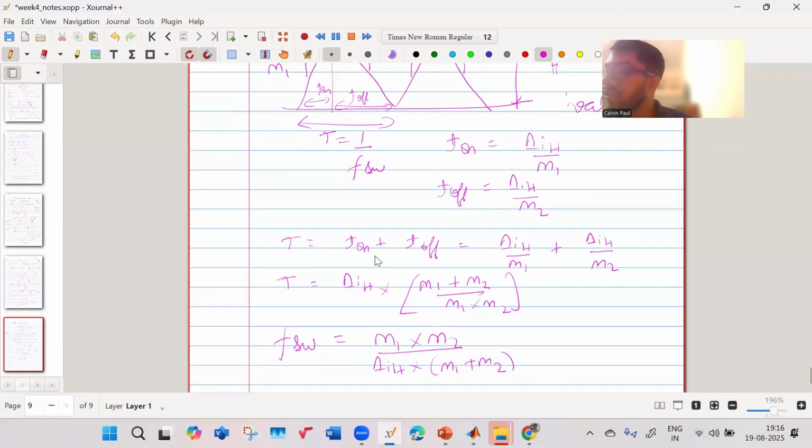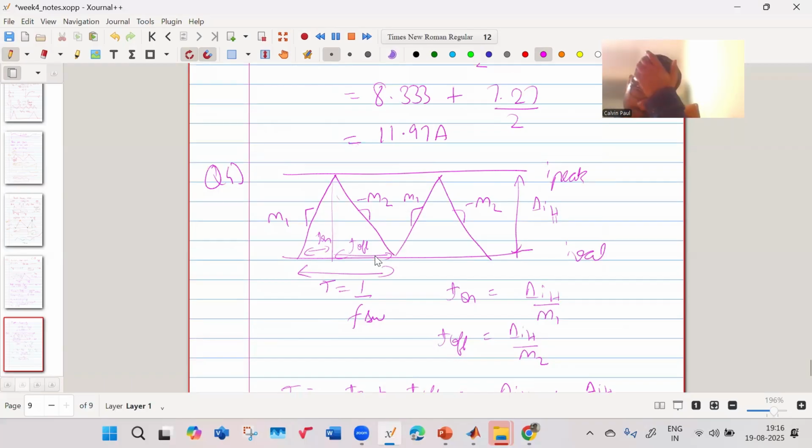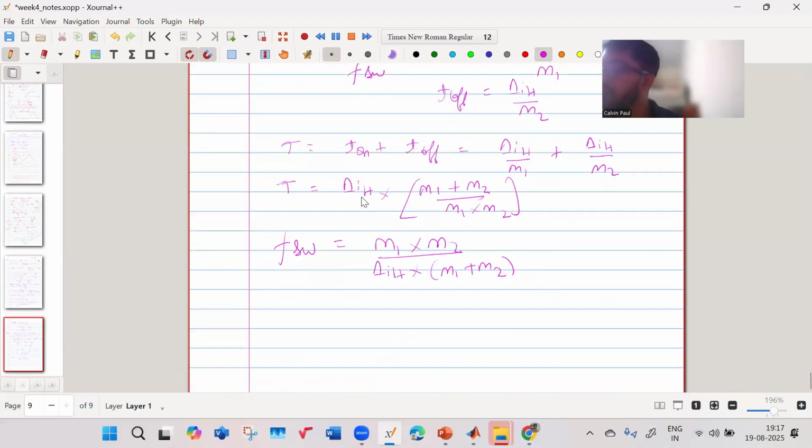Now, for a boost converter, what is M1 and what is M2? M1 is Vin by L. M2 is Vout minus Vin by L. M1 is Vin by L, M2 is V output minus Vin by L, right? So you put those over here, what will you get?